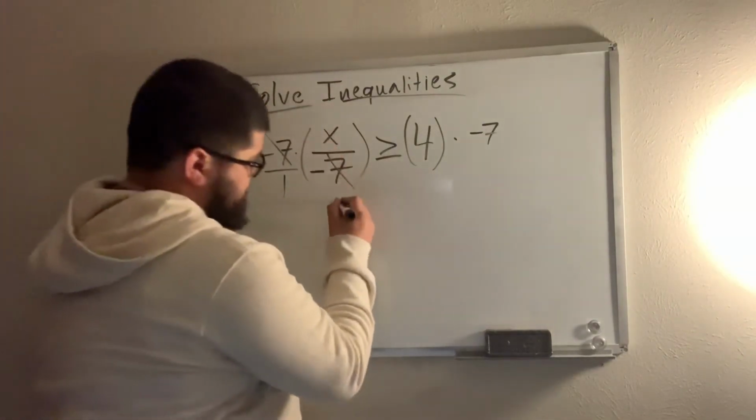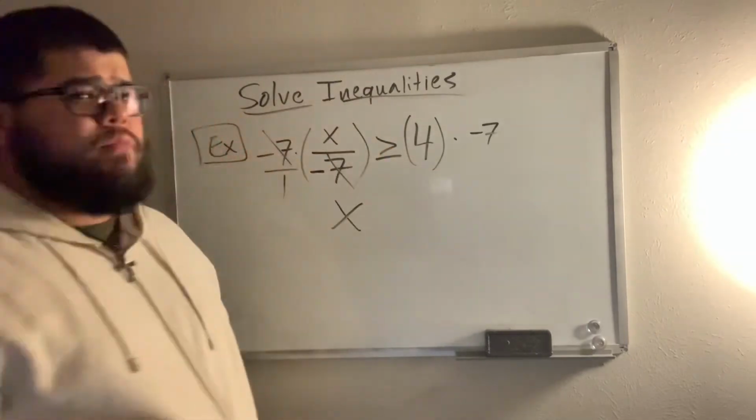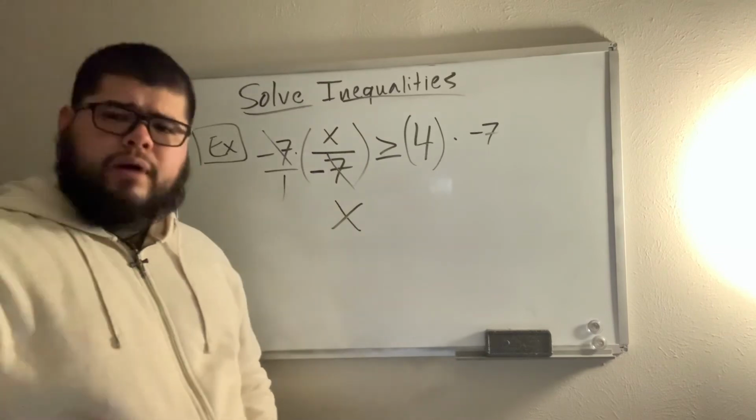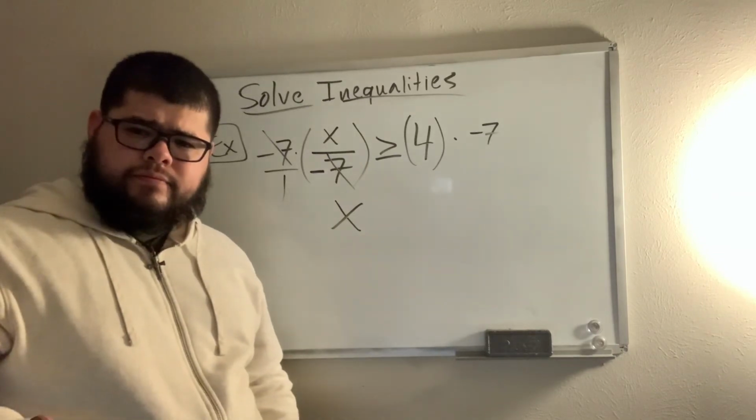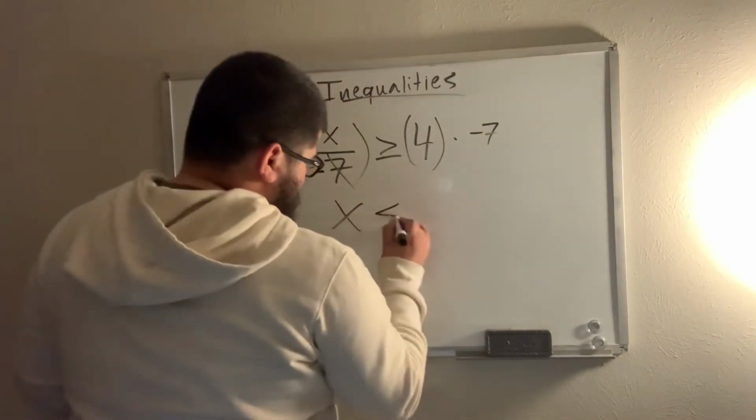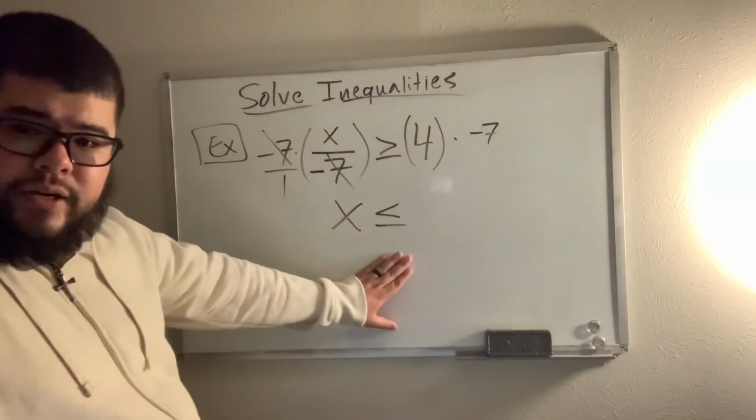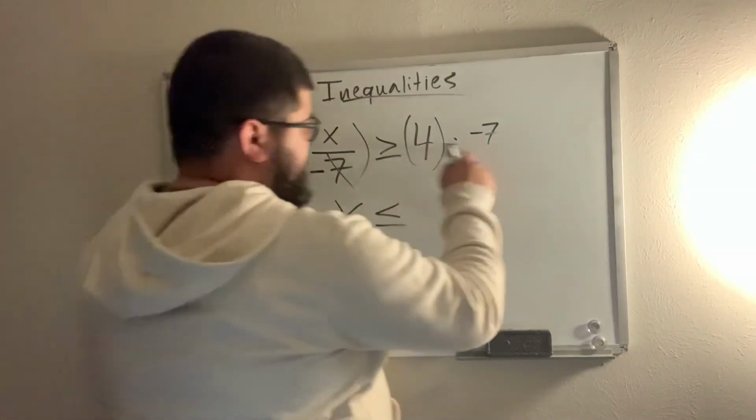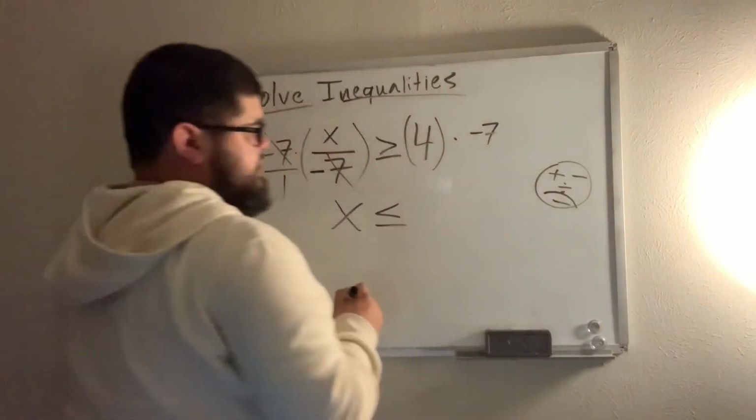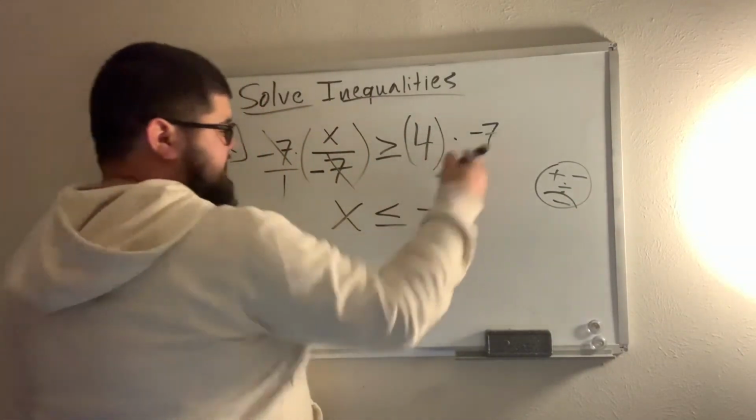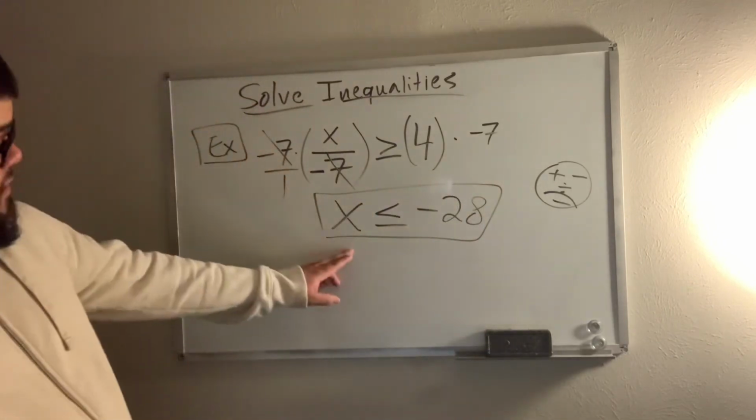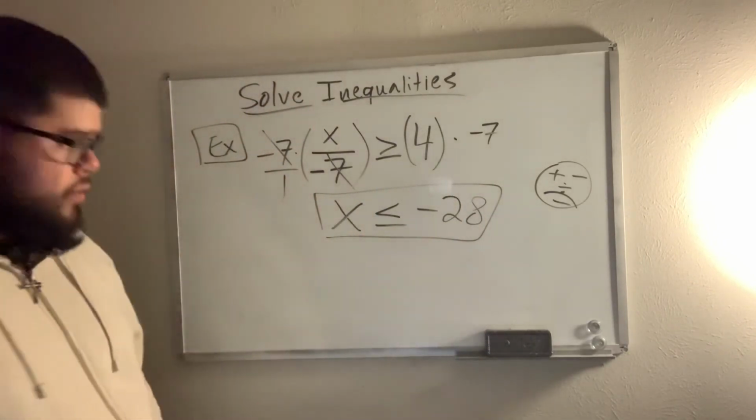1 times x, x. Now, for the inequality symbol, did we multiply or divide by a negative? Yes, we did. And so greater than or equal to becomes less than or equal to. Now, positive divided by negative, sad face, it's negative. 4 times 7, 28. So x is less than or equal to negative 28.